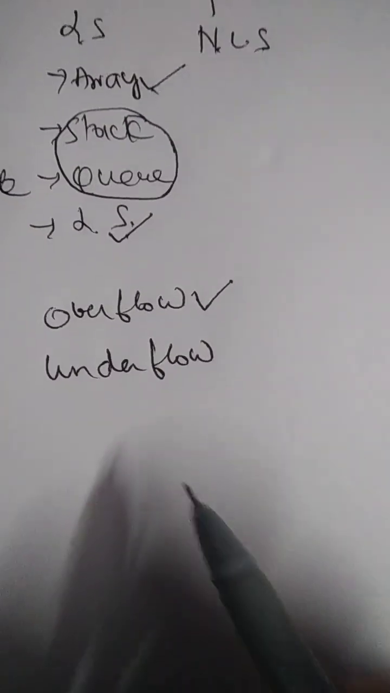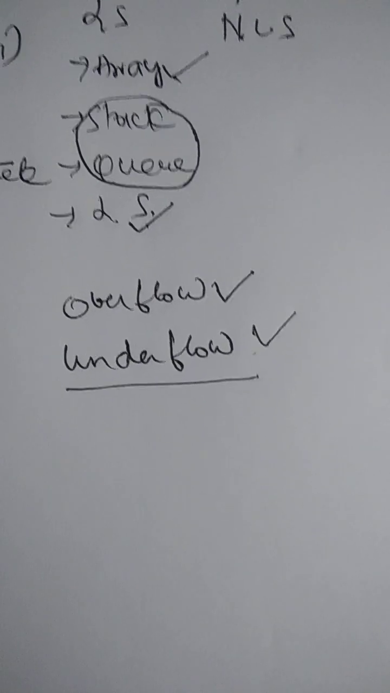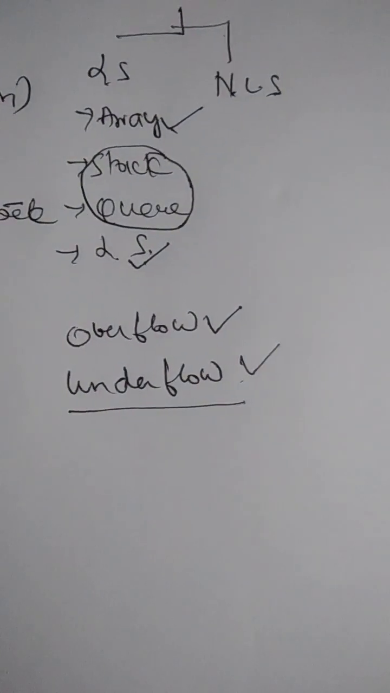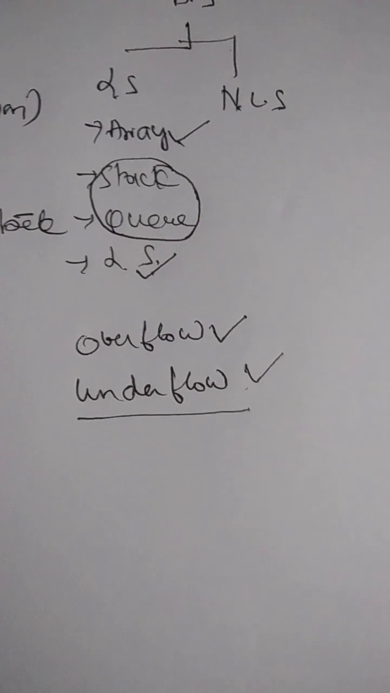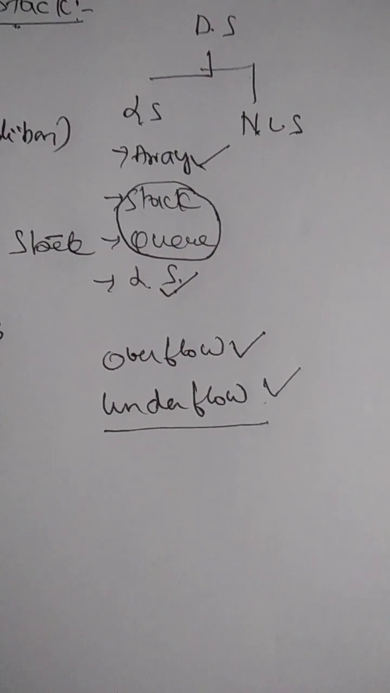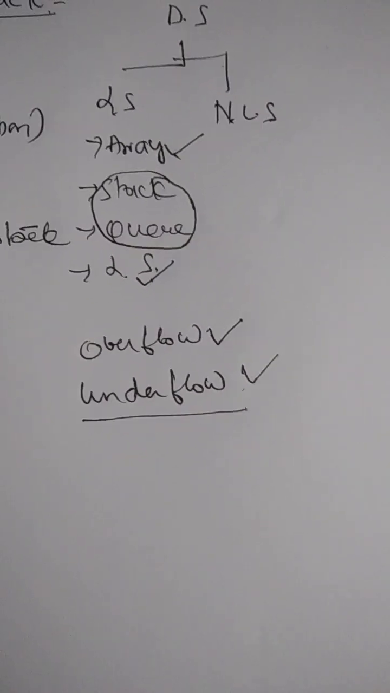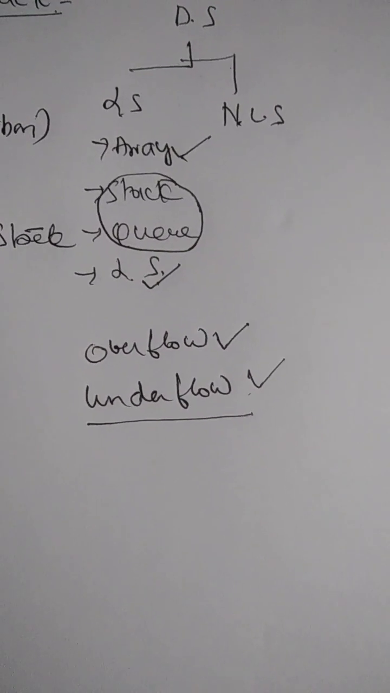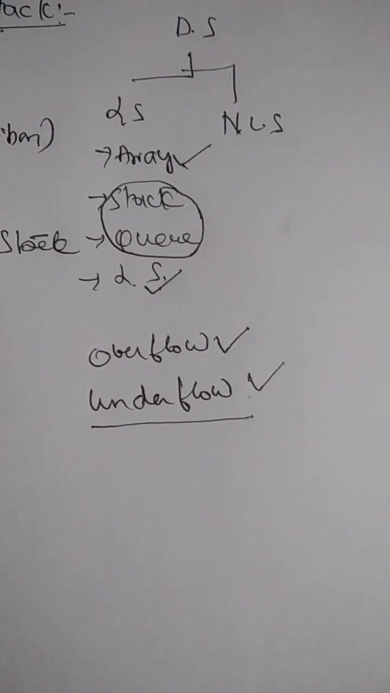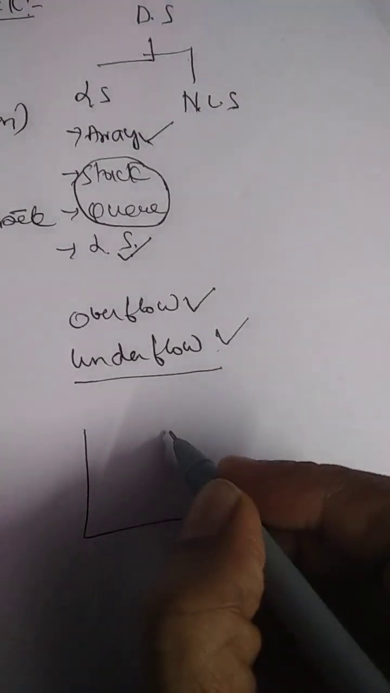And when you are deleting elements from the stack, you have to check the underflow condition. Underflow condition means, the best example is an empty water bottle. You have poured out all the water from the bottle, but still you are trying to pour out water from the bottle. Is there any water in the bottle? No. Similarly here, already the stack is empty.